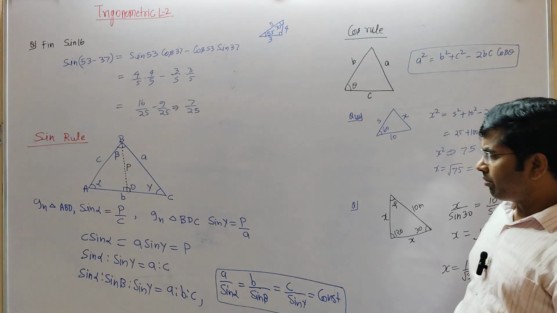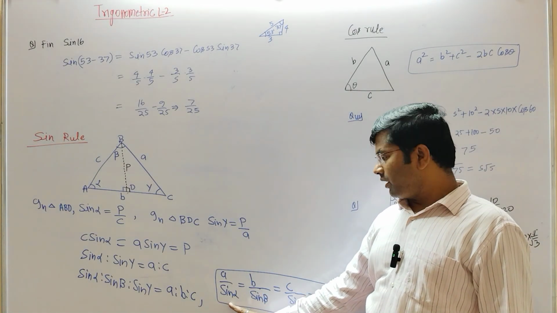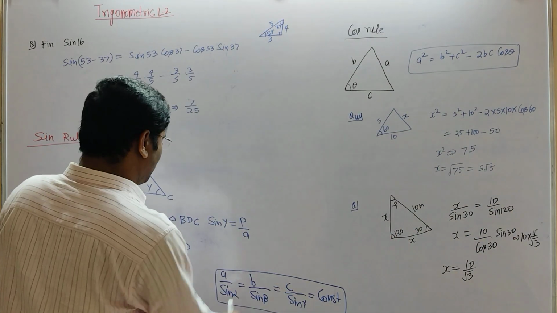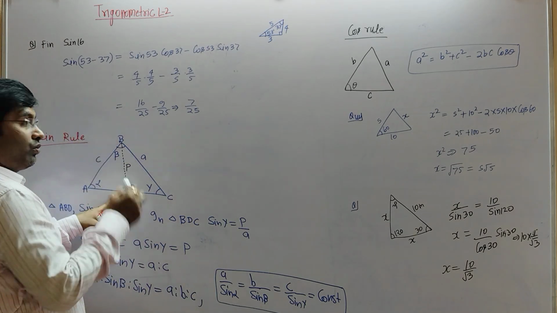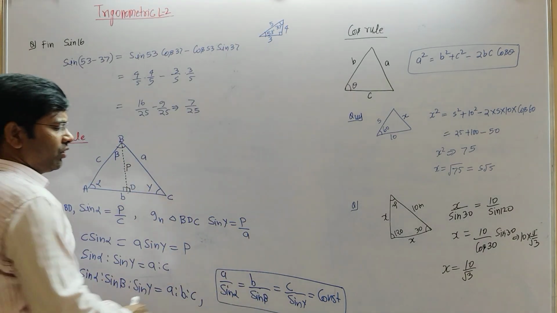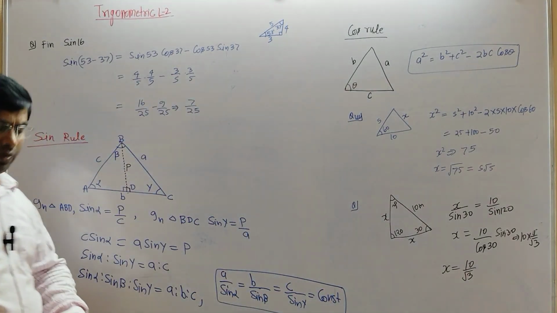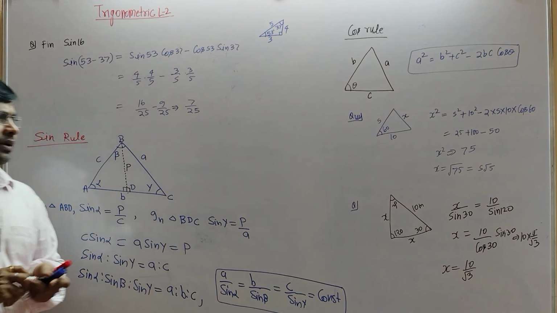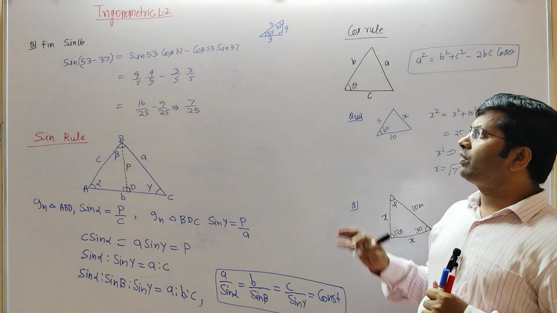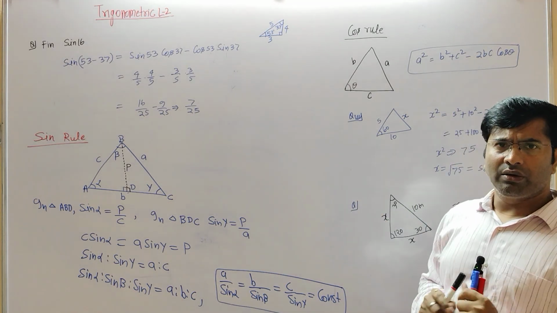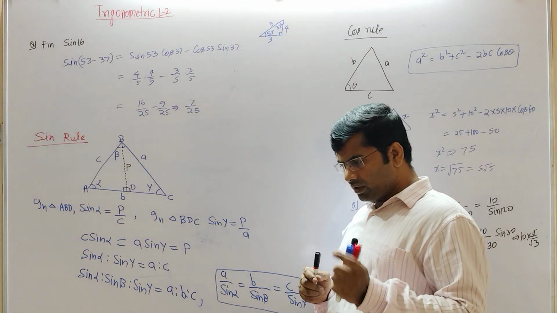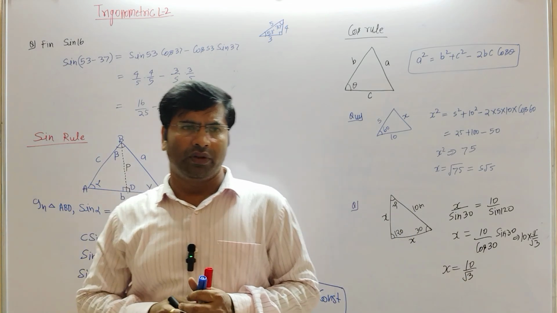You only have to remember: side upon sine of the angle opposite, like A upon sine of alpha, B upon sine of beta, C upon sine of gamma. This ratio is constant, and this is how we have to solve it. So this is how we have completed the trigonometry section. Trigonometry is over now; for the basics, we have to cover this much only. The next topic will start with functions, then logarithms, then differentiation and integration. Thank you so much.